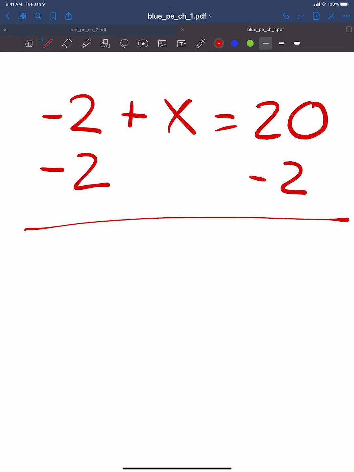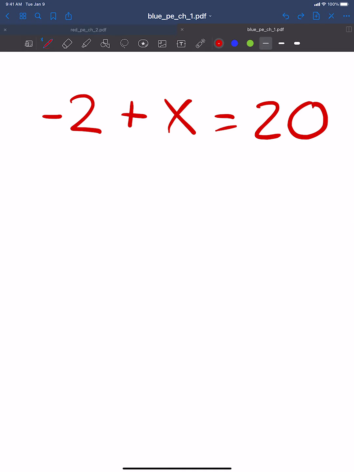But you guys, my job is to get x by itself. Is negative 2 minus 2 0? No, negative 2 minus 2 is negative 4. Did I get x by itself? Not at all. Always double check.